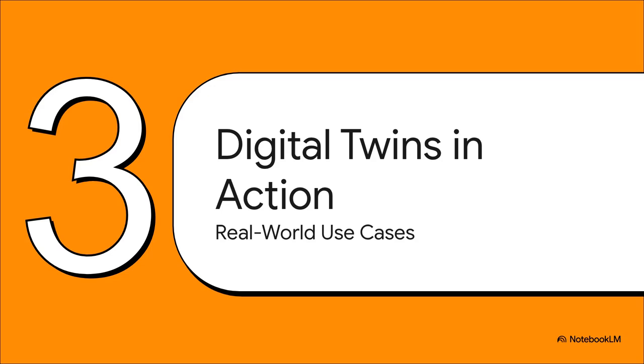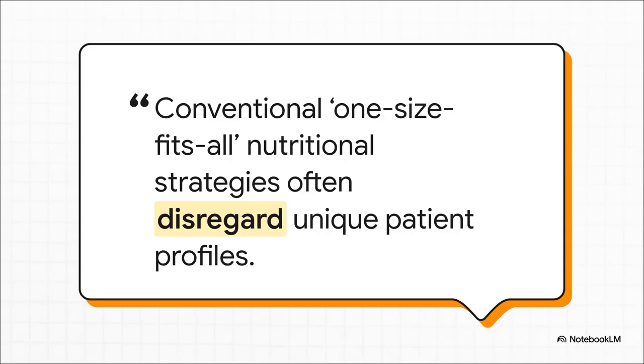Okay, enough with the theory. This is the really exciting part. Let's look at how this is being used in the real world, right now, to actually change people's lives. This quote just nails the problem, doesn't it? For so long, medicine has been based on what works for the average person. But nobody is truly average. Our bodies are all unique, and that's especially true when we're talking about chronic diseases.